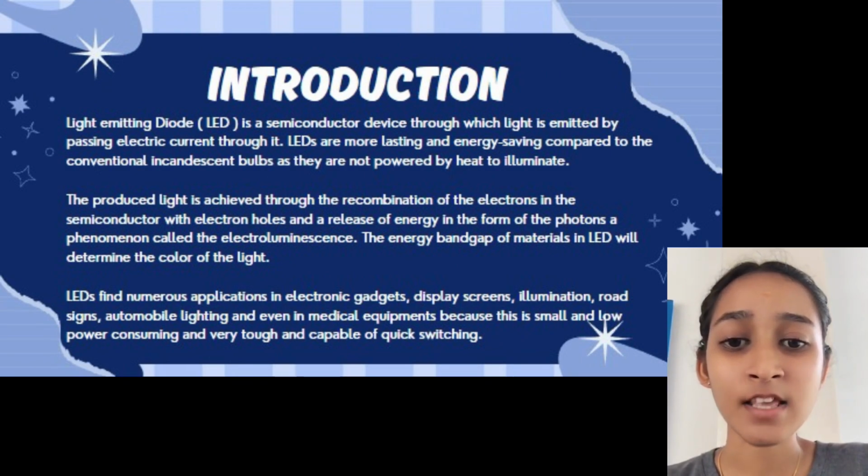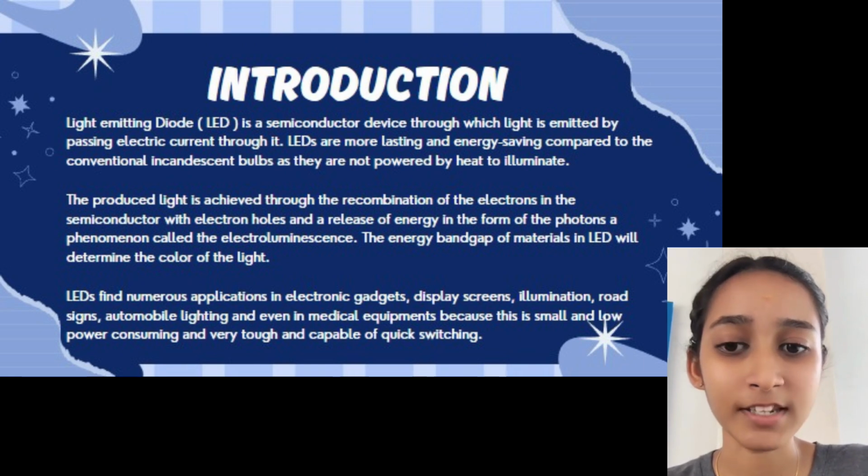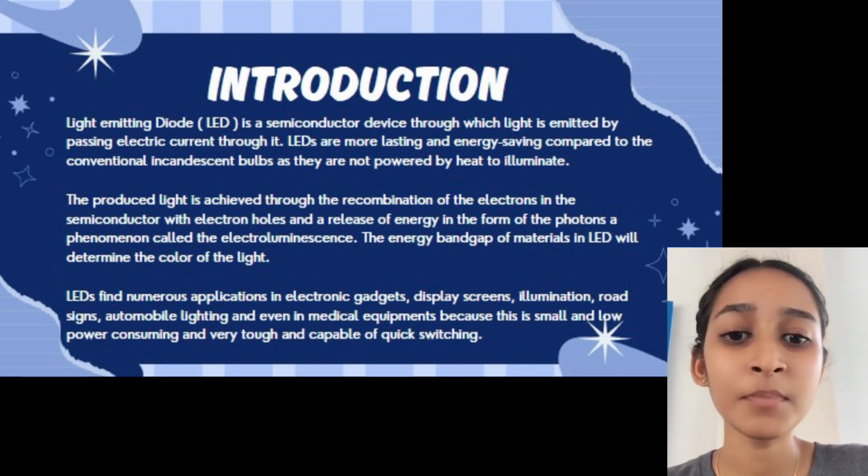Light-emitting diode (LED) is a semiconductor device through which light is emitted by passing electric current through it. LEDs are more lasting and energy-saving compared to the conventional incandescent bulbs as they are not powered by heat to illuminate. The produced light is achieved through the recombination of electrons in the semiconductor with electron holes and a release of energy in the form of photons, a phenomenon called electroluminescence.